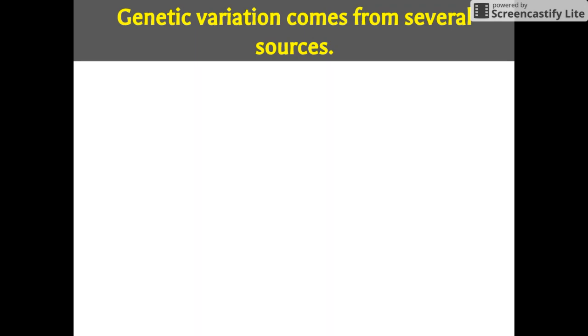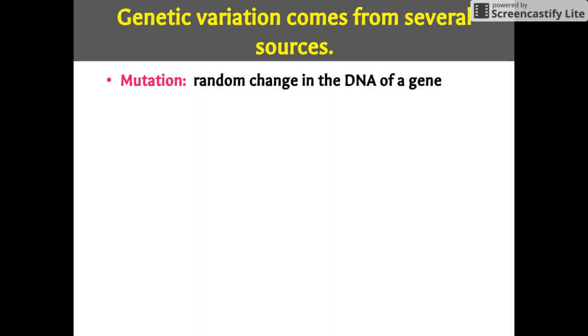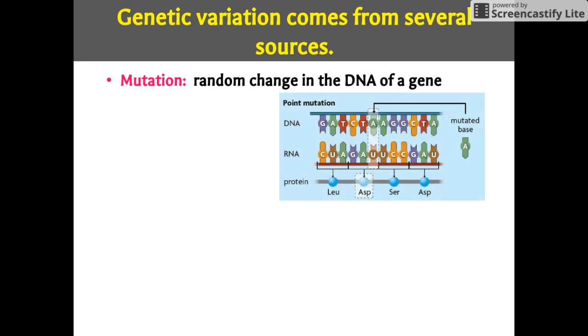Genetic variation comes from two main sources. Mutations are random changes in DNA. Some mutations cause a new allele to form. If a mutation occurs in a reproductive cell, it can be passed on to offspring.